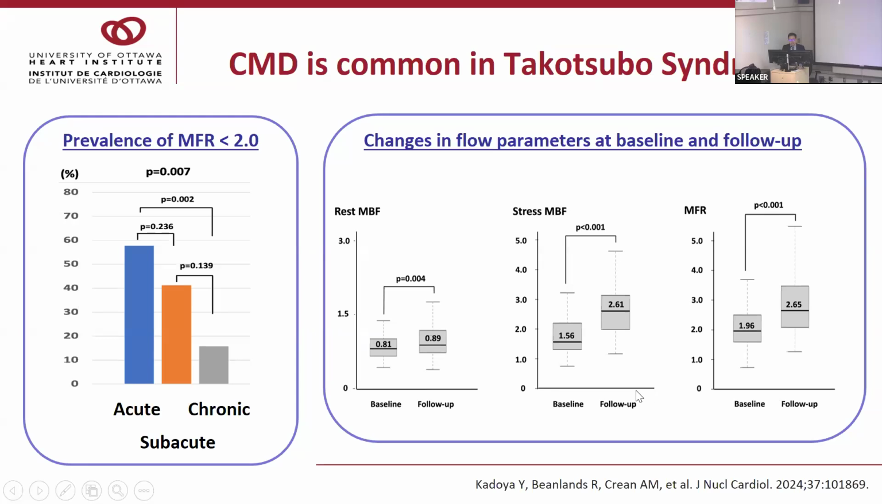I didn't put the detail on this slide, but if you look at the segmental PET parameters, the extent of microvascular dysfunction is not localized in the apical segment, but extends to the basal segments. So I'm assuming that Takotsubo syndrome is more of a global disease rather than a focal disease, which is typically seen in the wall motion abnormalities.